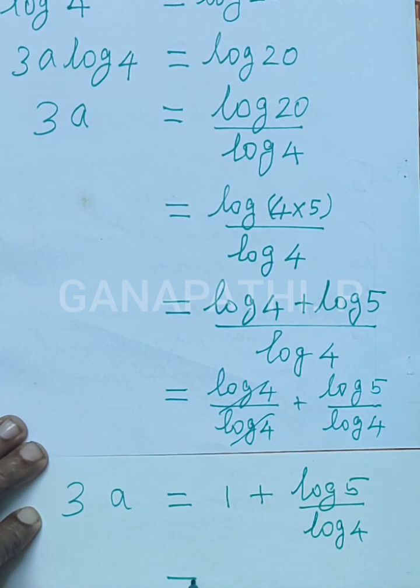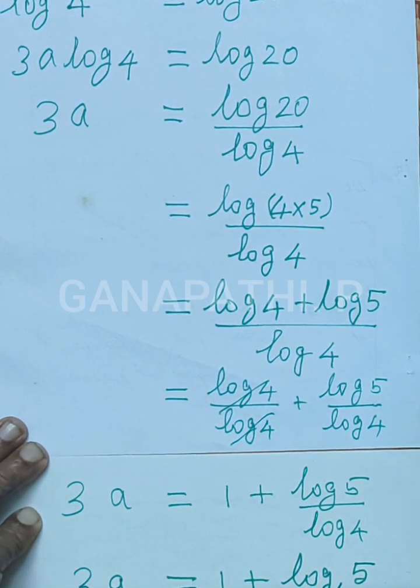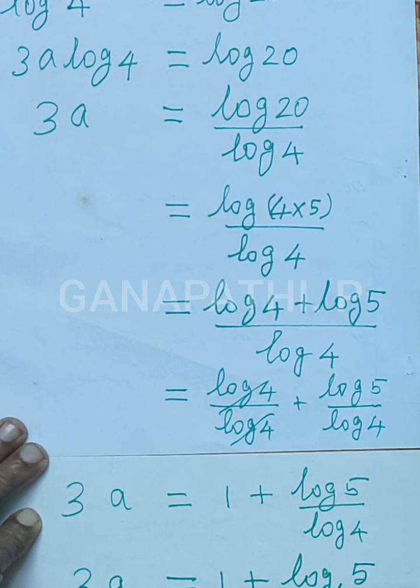We can write this 1 plus log 5 by log 4 as log 5 base 4. This is 3a. Left side 3a is equal to this. Therefore, a is equal to (1 plus log 5 base 4) by 3. This is the solution of this equation 4^a × 4^a × 4^a = 20.